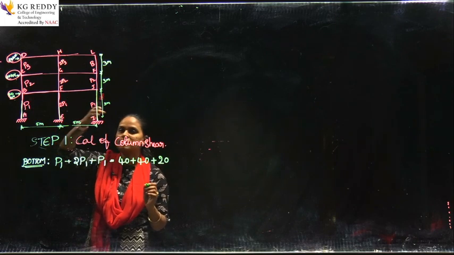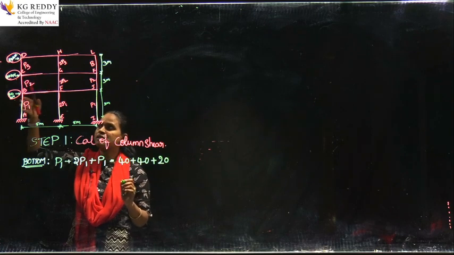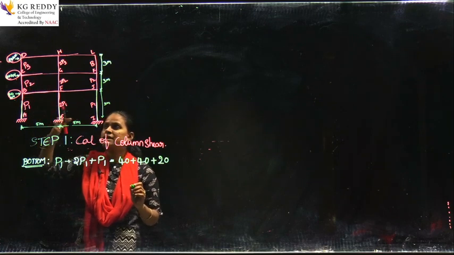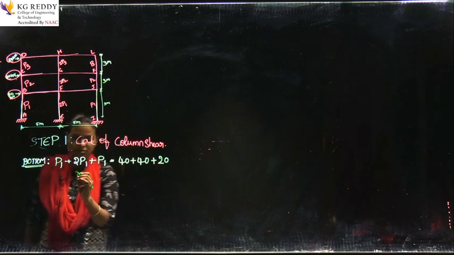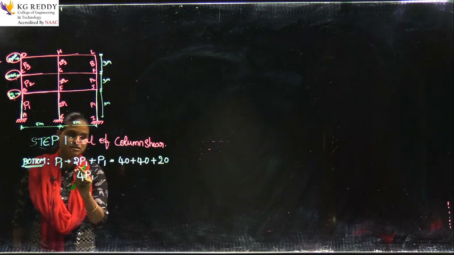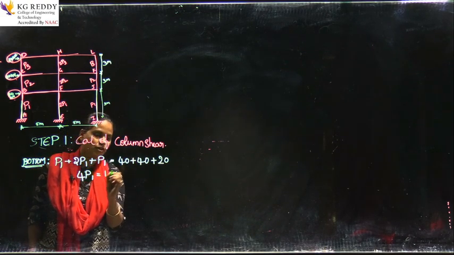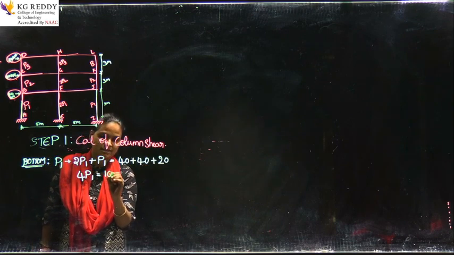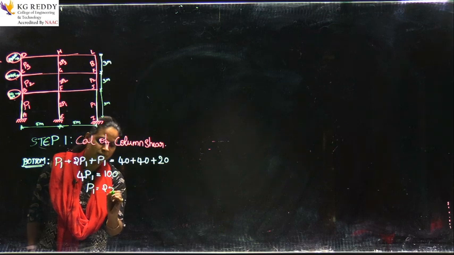The vertical loads are equal to the horizontal loads acting on the columns. So when you calculate, you will get the P1 value. P1 plus 2P1 plus P1 equals 4P1, which equals 40 plus 40 plus 20, which is 100. So P1 is equal to 25 kilonewton.